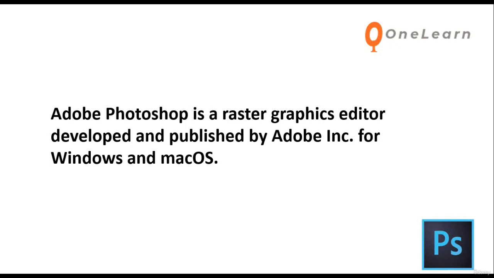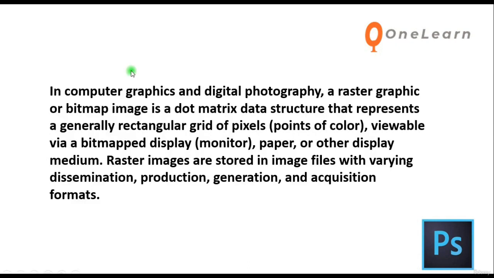Now, a raster graphic is a graphics file or a data structure that is represented generally by rectangular grids of pixels. A pixel is a point of color. And now these raster graphics can be viewable on paper, monitor, or other display mediums.